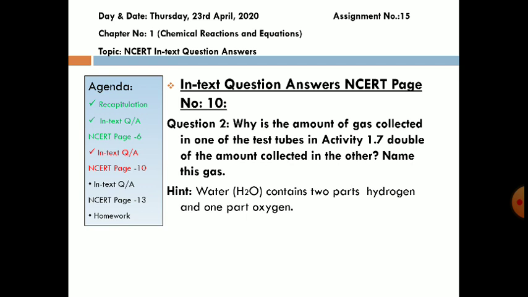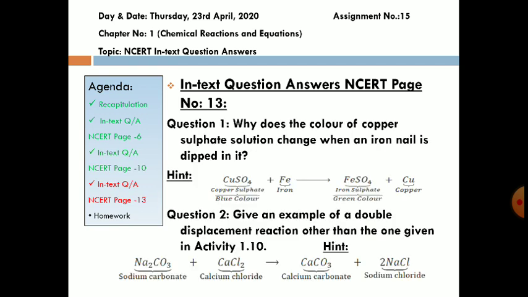Now coming to page number 13, the first question is, why does the color of copper sulfate solution change when an iron nail is dipped in it? Yes, this is a displacement reaction. When an iron nail is dipped in copper sulfate solution, iron, which is more reactive than copper, displaces copper from copper sulfate solution and forms iron sulfate, which is green in color, and the color of copper sulfate is blue. So the blue color of the solution changes to green.